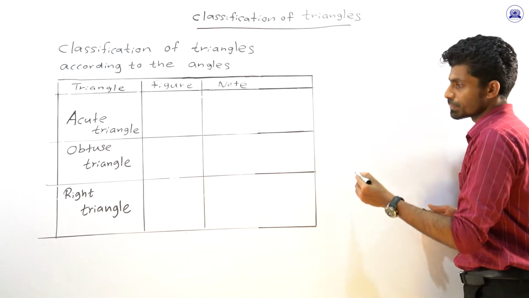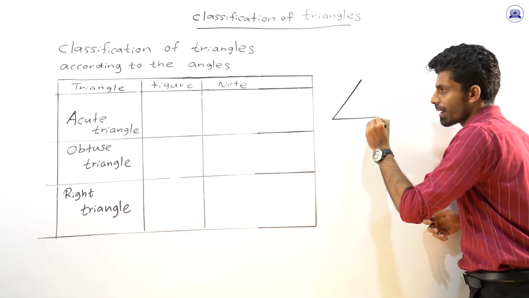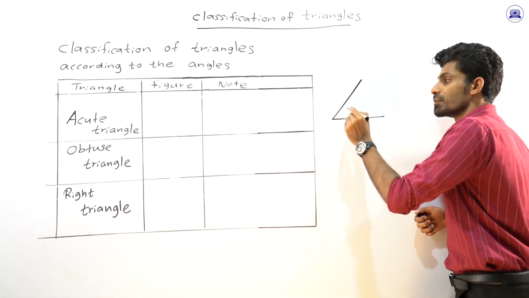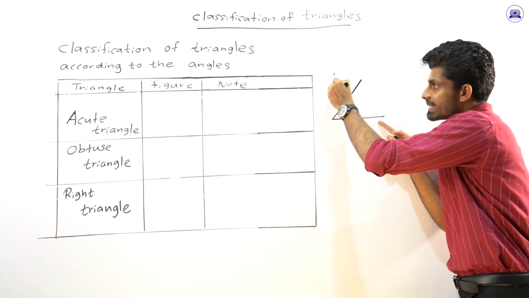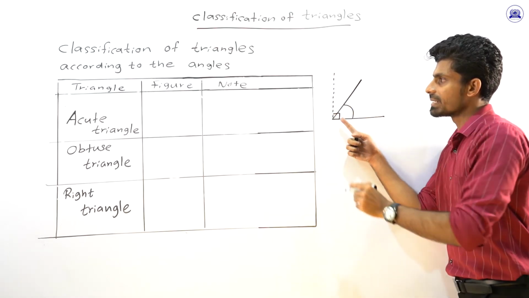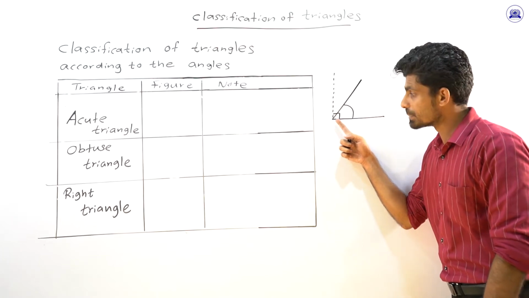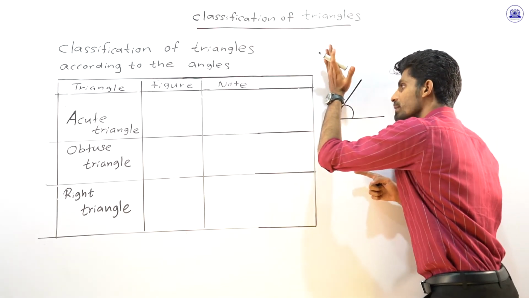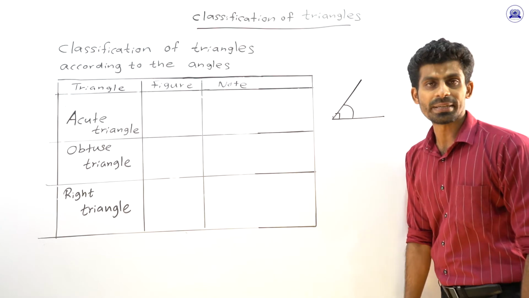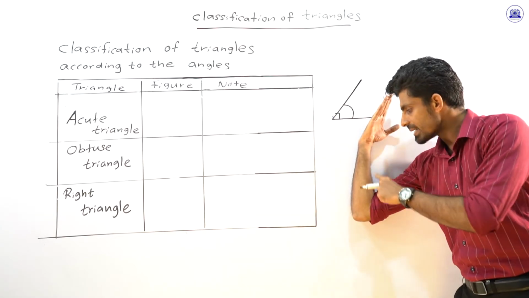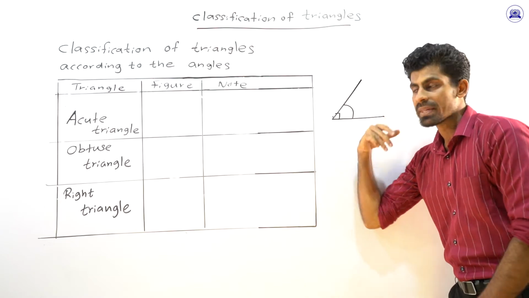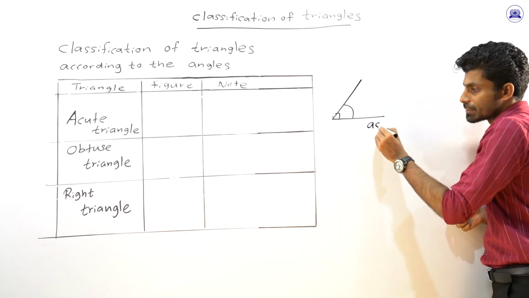Look at this one, my dear students. Have you remembered that angle? That one is an acute angle, right? Less than 90. This one is the 90 degree. So an acute angle is less than 90, like my arm, right? It is less than 90.